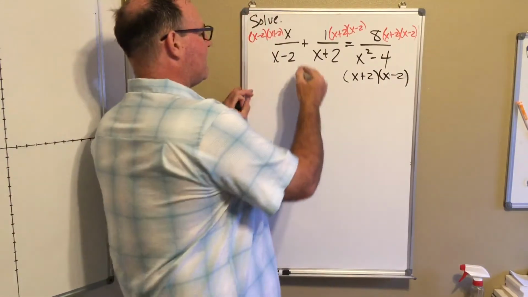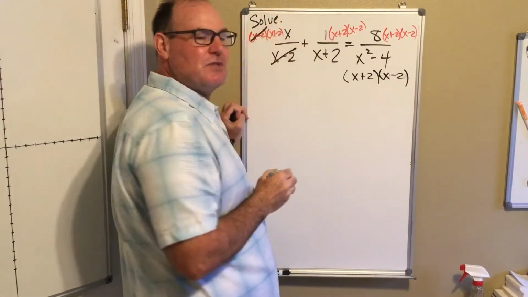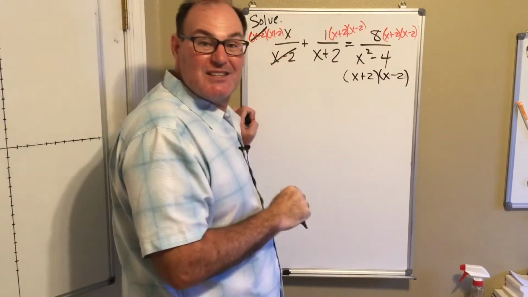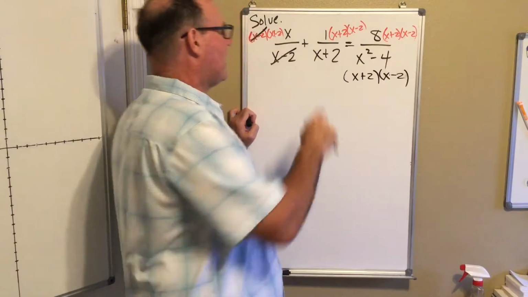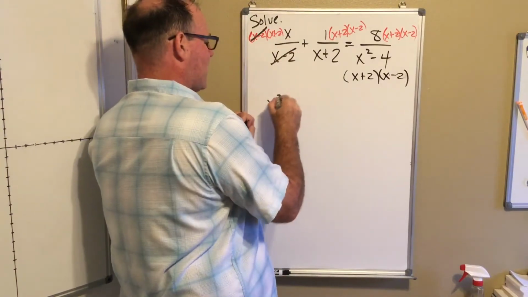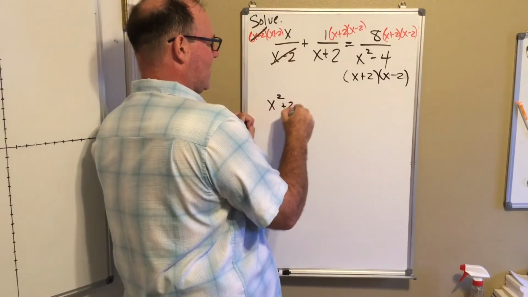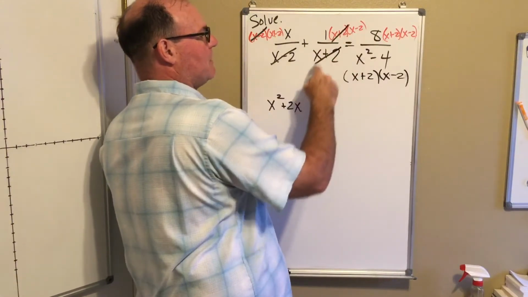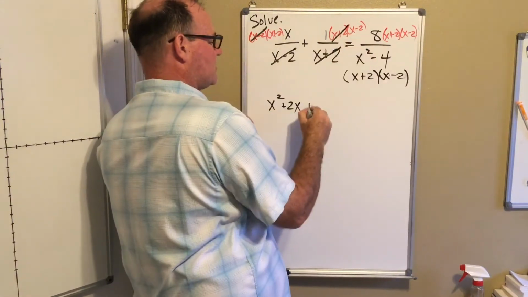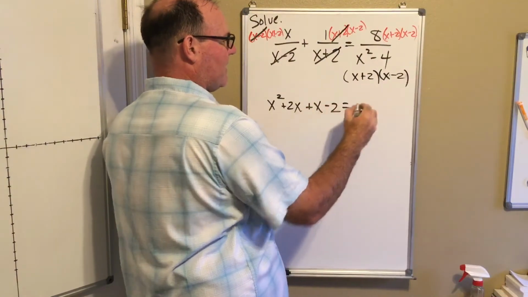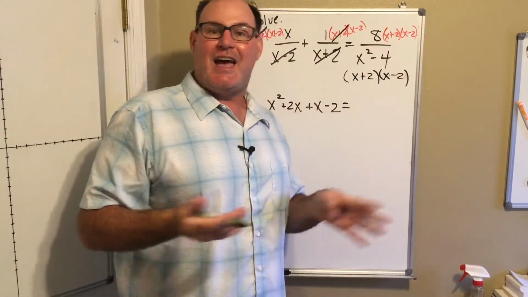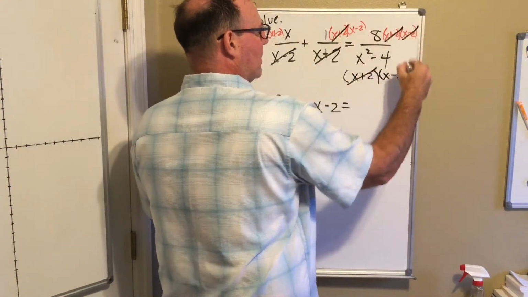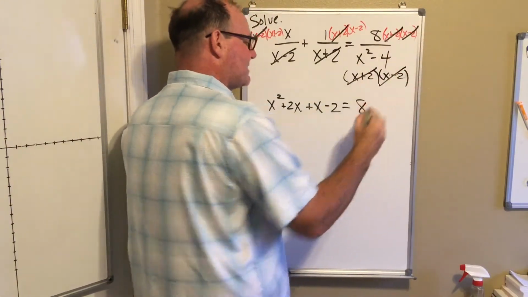So when I do that, first one, my x minus 2's cancel, and I'm left with x times x plus 2. Don't forget to distribute, very common mistake. X times x is x squared, x times 2 is 2x. The second fraction, the x plus 2's cancel, and I have 1 times x minus 2, so that's just x minus 2. And on the other side, everything cancels, which is great. A nice canceling party over here, and I'm just left with 8.